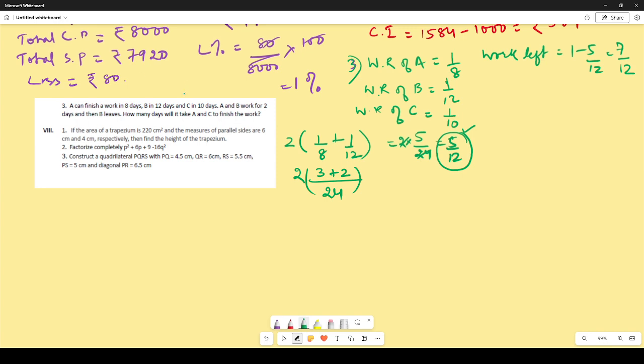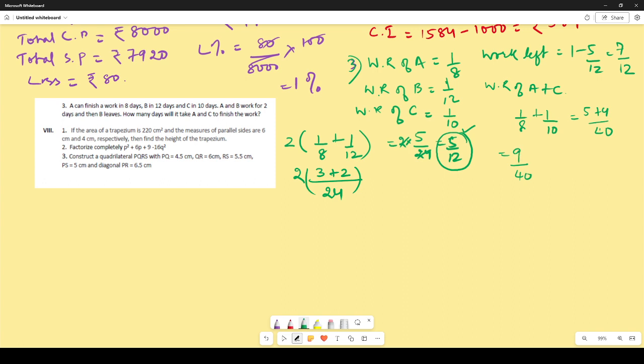So A and C have to finish 7 by 12 work. Now let us find out work rate of A plus C. What is the work rate of A plus C? 1 by 8 plus 1 by 10. So what is their work rate? 8 5s are 40, 8 4 10s are 40. So their work rate is 9 by 40, right?